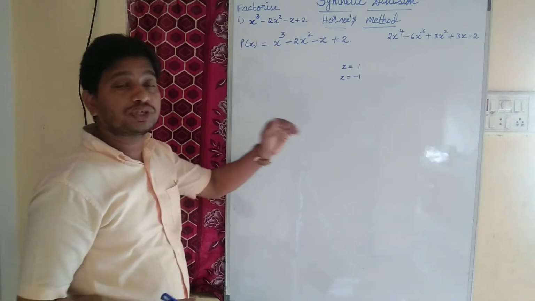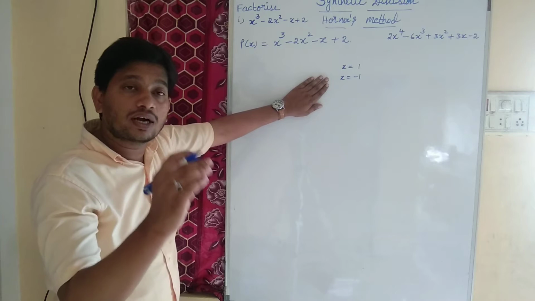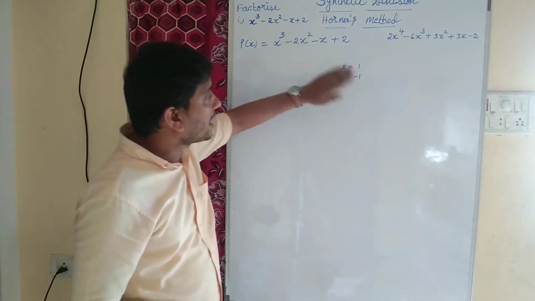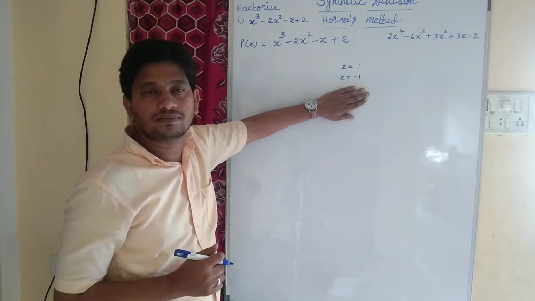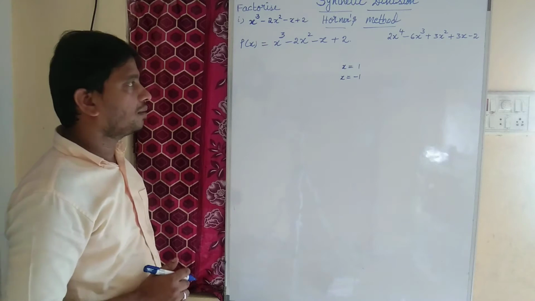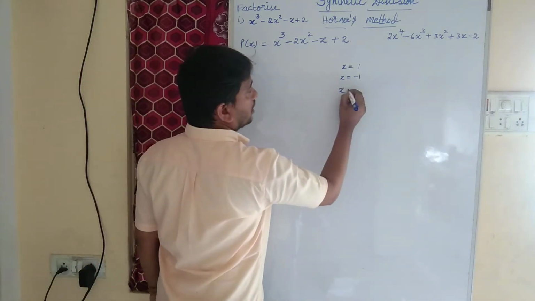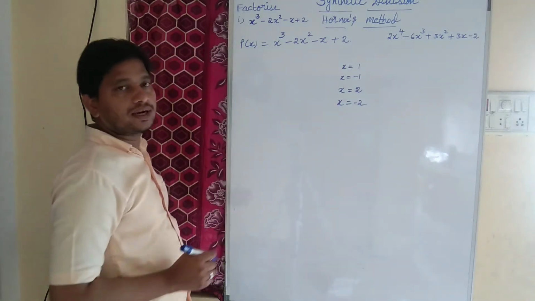Suppose when you substitute x is equal to 1, you do not get 0, then we need to substitute some other number, that is x is equal to minus 1. If you get result 0, we say that it is a zero of the polynomial. In the same way we can substitute these values by using the trial and error method.